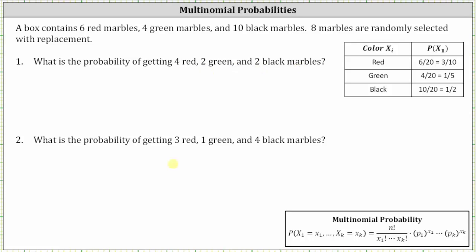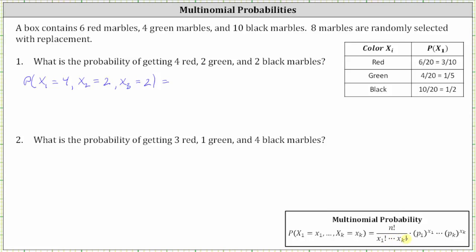We can represent this as the probability that x sub 1 is equal to 4. This represents getting 4 red marbles, comma, x sub 2 equals 2. This represents getting 2 green marbles, comma, x sub 3 equals 2. This represents getting 2 black marbles. And this is equal to, we have n factorial divided by x sub 1 factorial through x sub k factorial.